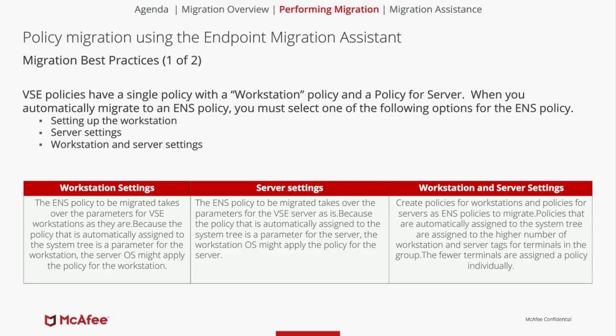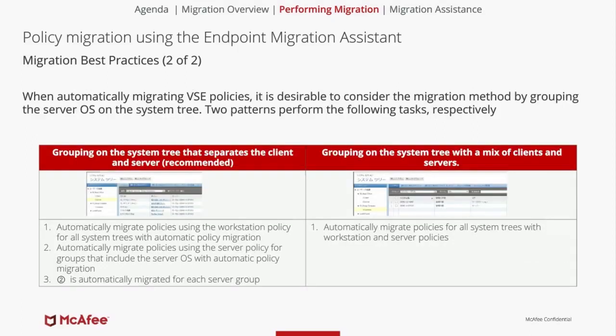Because of this, if you're planning on doing automatic migration of your policies, it's best to separate your systems, whether they be workstations or servers, into two distinct groups. That way, when the automated migration is performed, it only migrates the relevant policies and assigns them to the appropriate group. If you do have them mixed in one system tree group, you can just have it migrate both workstation and server, and that'll handle it.